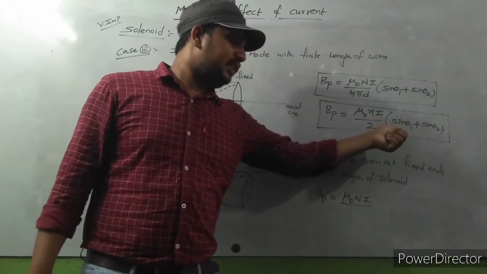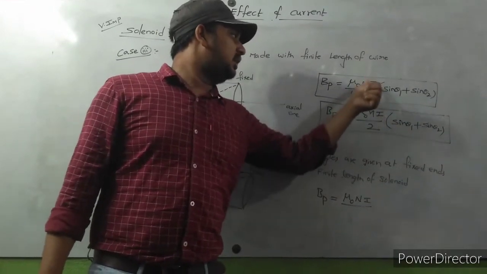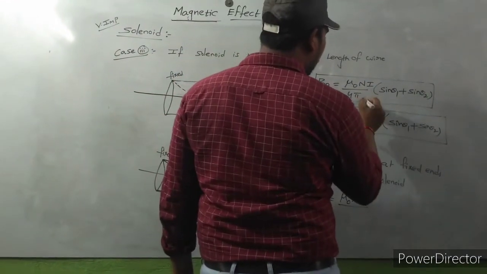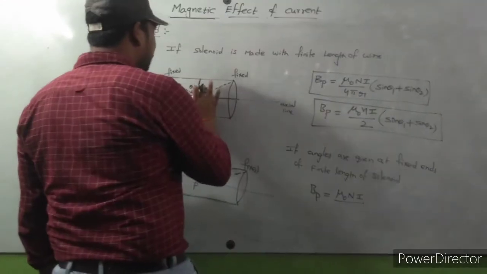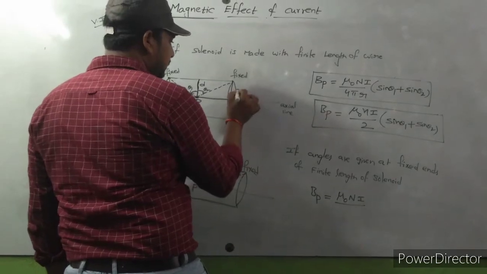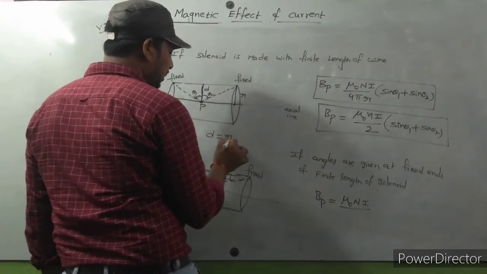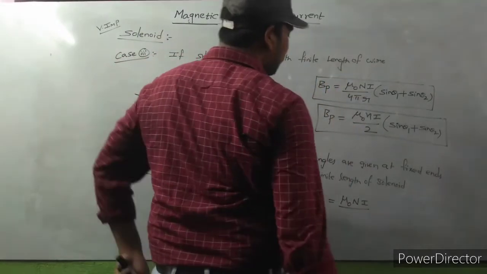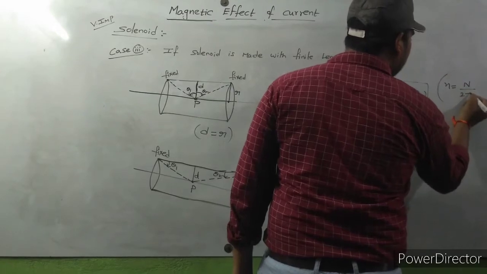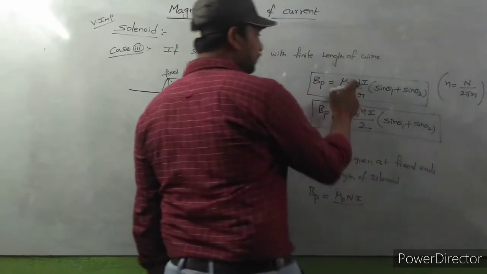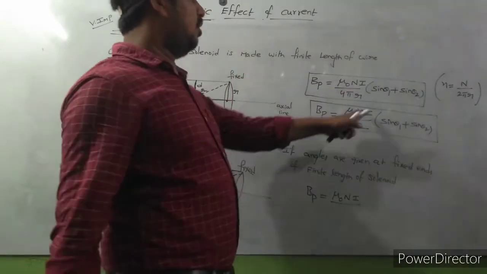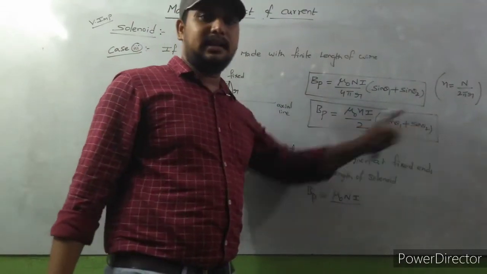If this is a finite length, that's why we got mu naught N by 4 pi d. This d is nothing but r, because this perpendicular distance d is nothing but r. So here d is r, that's why mu naught N by 4 pi r. So I have written here small n is nothing but capital N by 2 pi r. If you substitute capital N by 2 pi r is equal to n by r is equal to small n, we'll get mu naught n i by 2 into sin theta 1 plus sin theta 2.